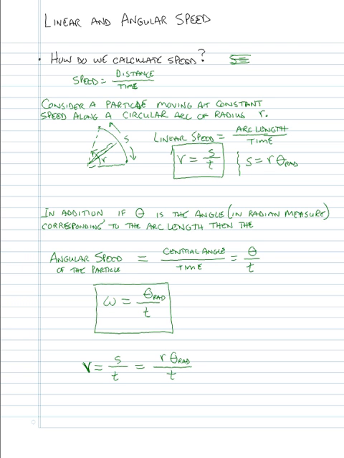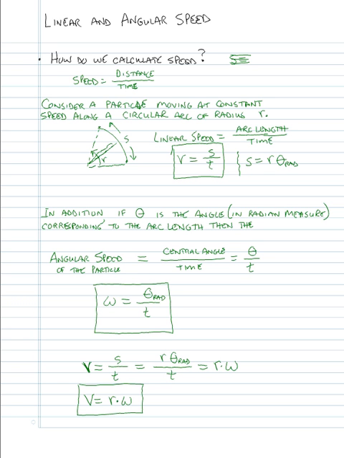But look, theta over t from above is angular speed. So this is the same thing as saying r, and replacing theta over t with angular speed, omega. So linear speed can be written as the radius times the angular speed. That is a third form that relates the two together. Let's look at a couple of problems, finding linear speed and potentially finding some angular speed as well.